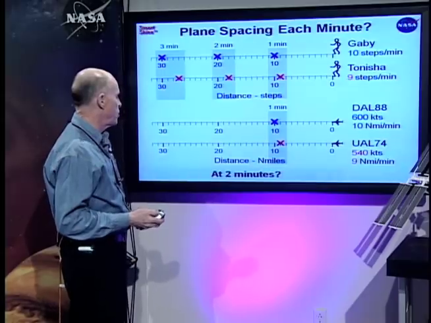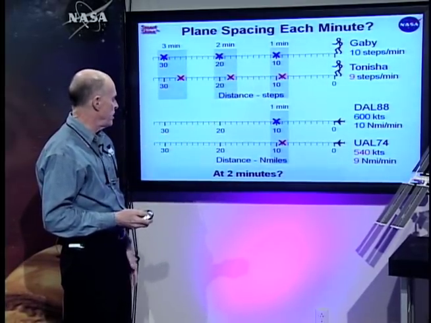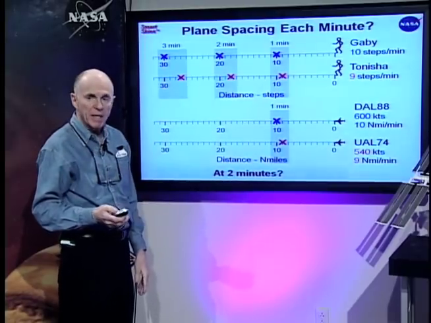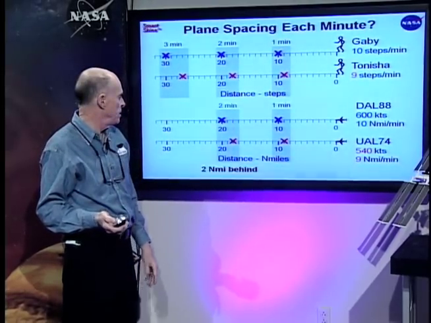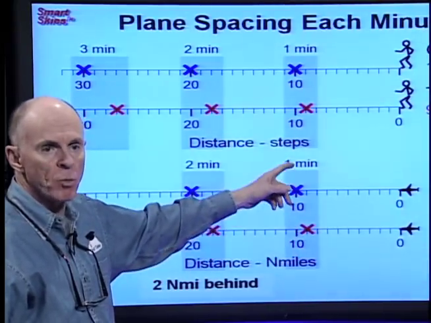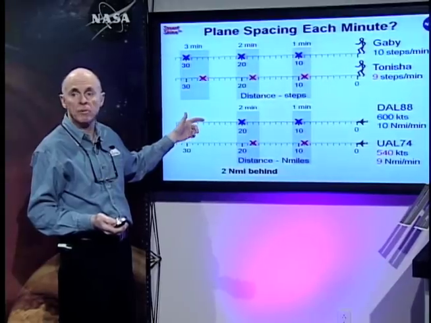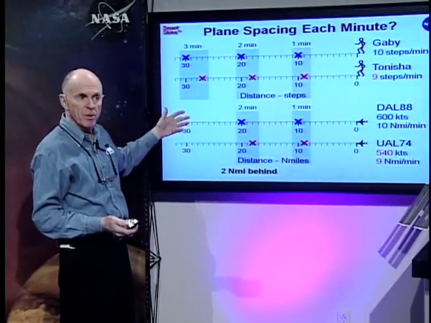What about at 2 minutes? Again, where's Delta 88? How far is United 74 going to be behind in 2 minutes? 20 miles, 2 behind. So 1 mile behind in 1 minute, 2 miles behind in 2 minutes, as you would expect. This is proportional reasoning. 3 minutes, 3 miles.